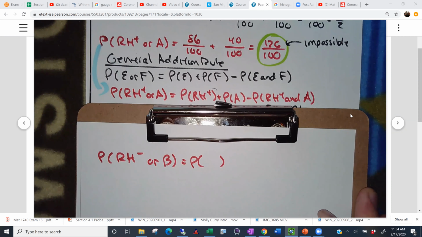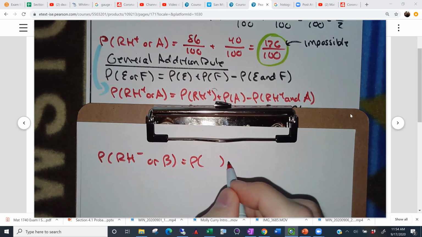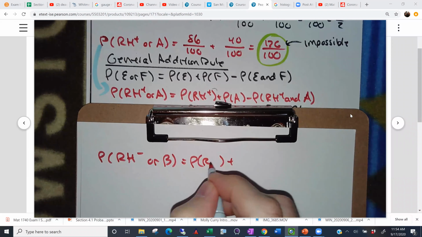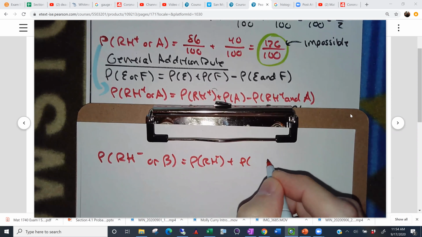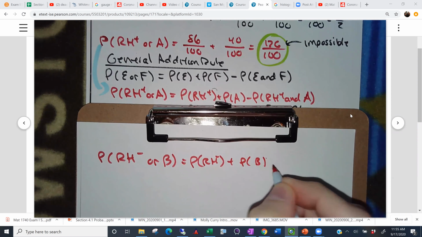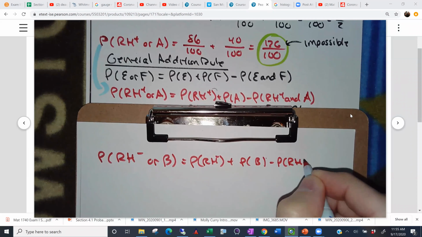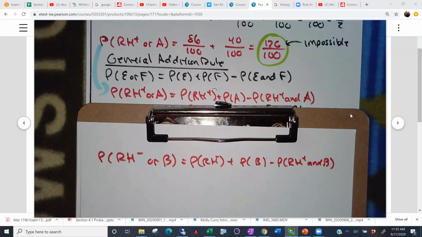So can someone fill this in for me? What would that look like? Lydia, can you fill in what this would be down here? The probability of RH negative, good, plus probability of what? Of B, being B, minus the probability of the blood type being both RH negative and B. Perfect. Wouldn't change a thing.